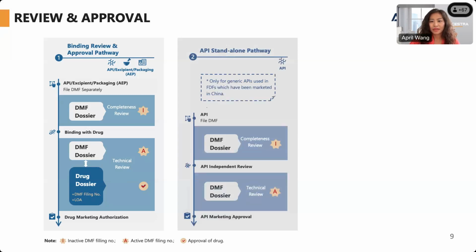And the second pathway is for API standalone review and approval, which is an independent registration pathway similar to the EU CEP certificate, which I will share with you more details in later slides. Under this pathway, the applicant will also obtain an inactive filing number after completeness review, and then the application will proceed to CDE's technical review for subsequent activation.